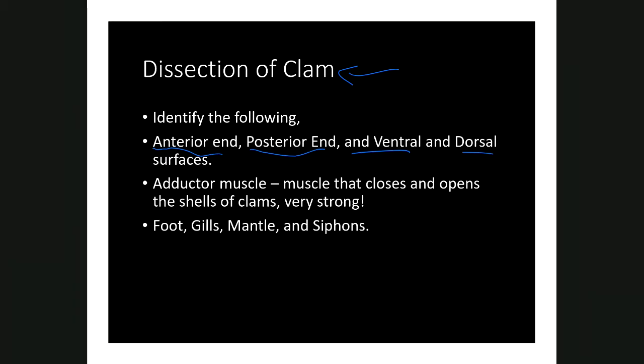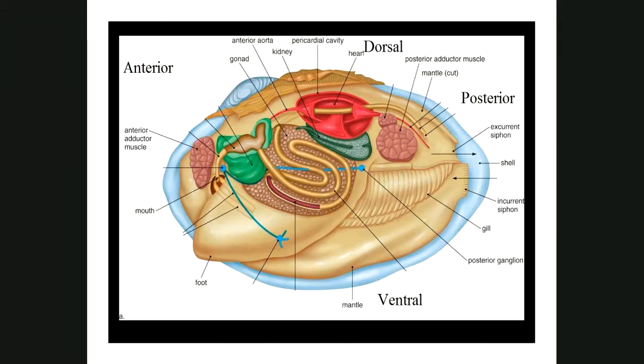They're separate. Okay, the adductor muscle is the first thing you're probably going to see. All right, you have to make sure you identify that from the pictures. And the purpose of that is that it closes and opens the shells of the clams. And identifying the foot, the muscular foot, we'll be able to see the gills, the mantle, and the siphons, even from just these pictures.